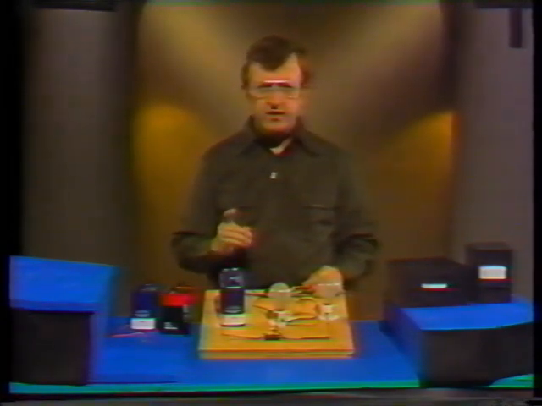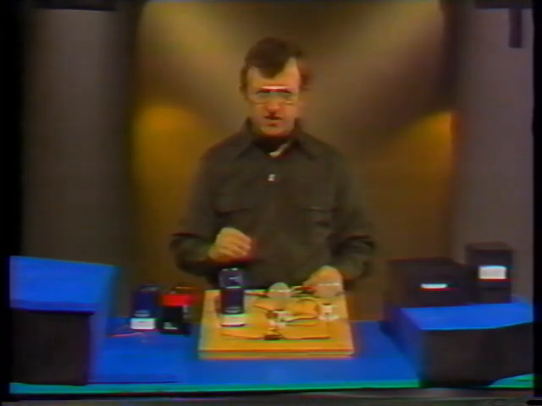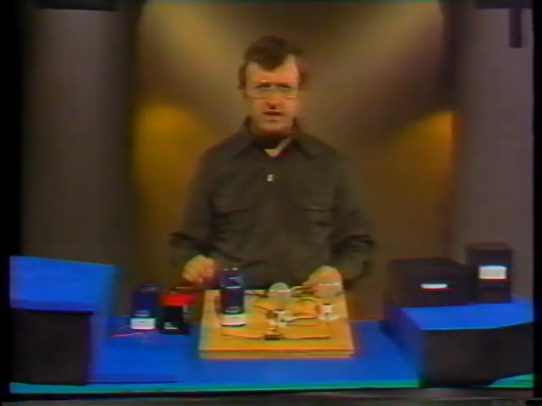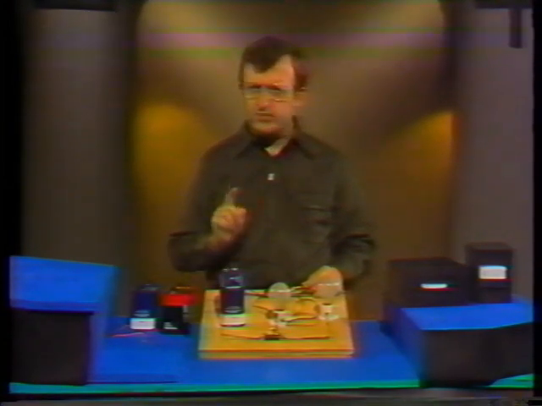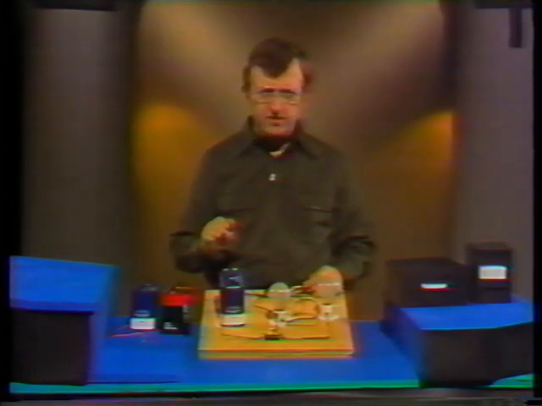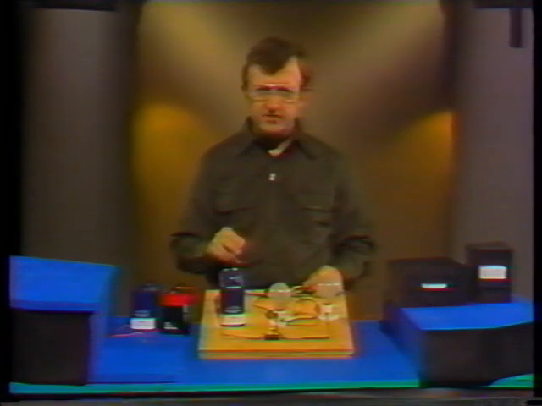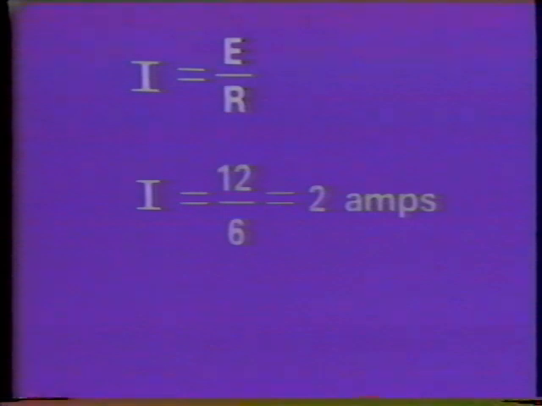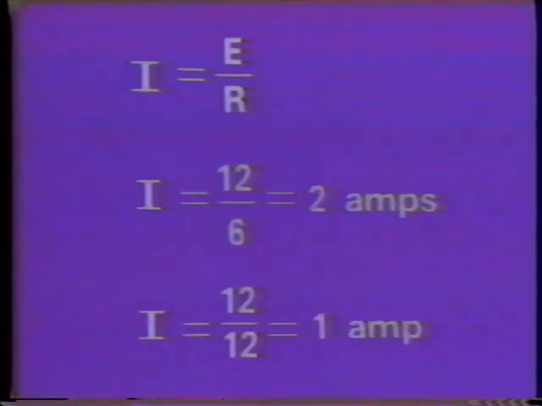So, if our circuit has a 12-volt battery and 1 light bulb with a resistance of 6 ohms, the current should be 2 amps. If we add another light bulb in series, the resistance increases to 12 ohms and the current decreases to about 1 amp. We have the formula I equals E divided by R. So I equals 12 divided by 6, or 2 amps. And then I equals 12 divided by 12, or 1 amp.